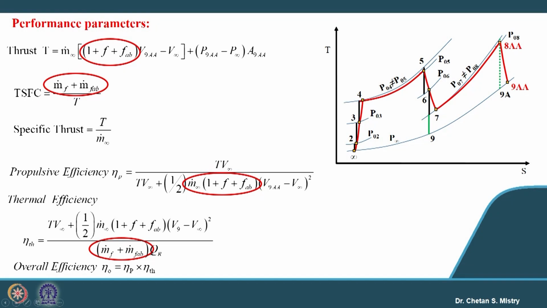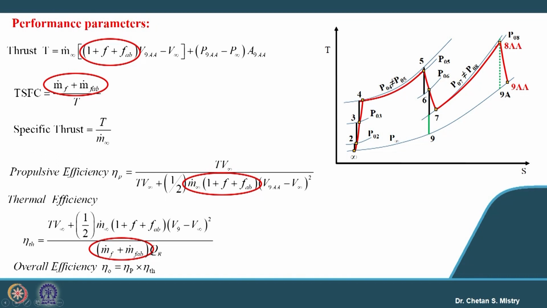Now, in terms of my propulsive efficiency, as we have discussed, this is in terms of my exit mass flow rate, and that is the reason why it has been represented in terms of 1 plus F_AB. In the same way, when we calculate our thermal efficiency, my formulation will be changing. Here it is not m dot F into QR, but basically m dot into 1 plus F into QR.